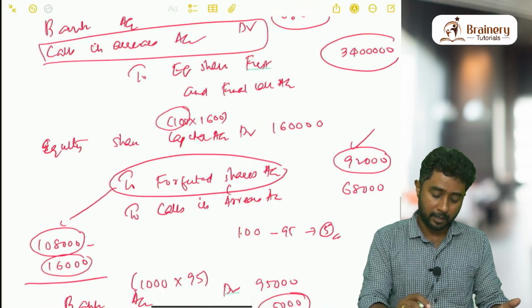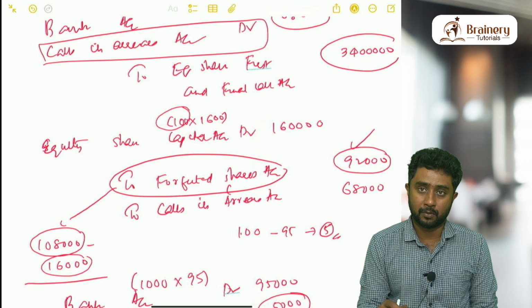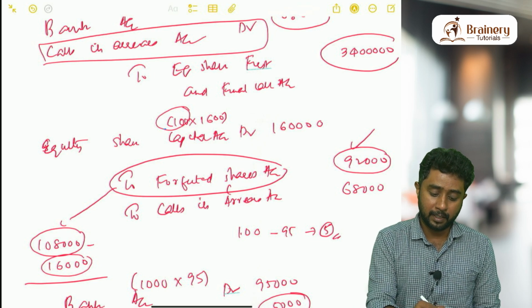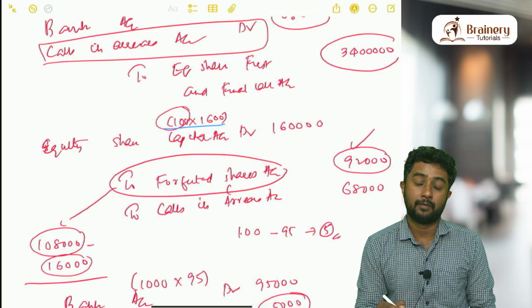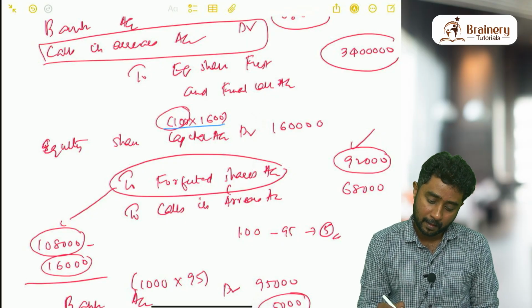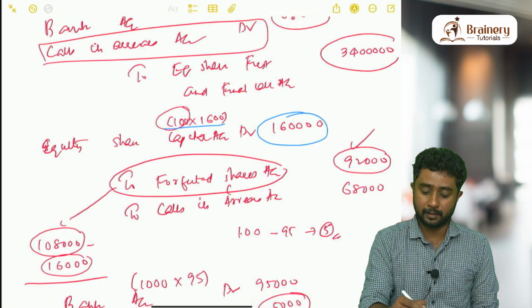Now when we came down, we have passed the entry for forfeiture. At forfeiture time we are multiplying 100 into 1,600, because 1,600 shares are getting cancelled and the total face value that we call from them is 100. So we are getting 1,60,000.